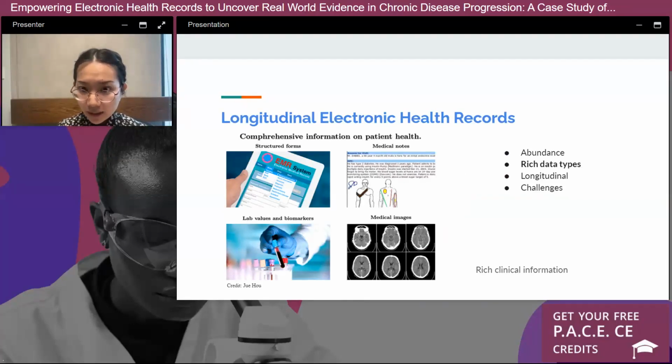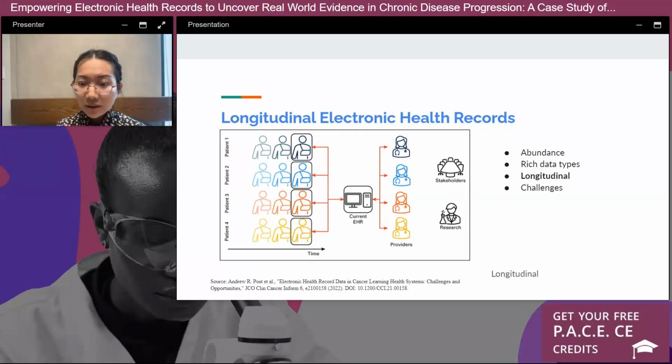And not only that, electronic health records also include a variety of data formats. They include structured forms and also clinical notes. If you do some lab tests, then you would record your lab values as well as your biomarkers. And if you do a CT scan or MRI scan, then you will record your medical images. So it includes a rich amount of clinical information. And it is also longitudinal, meaning that it will record all visits of a patient.